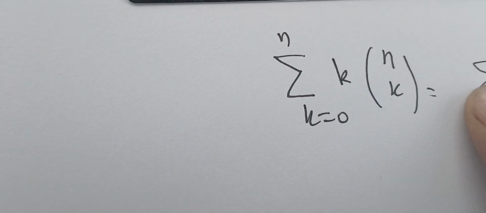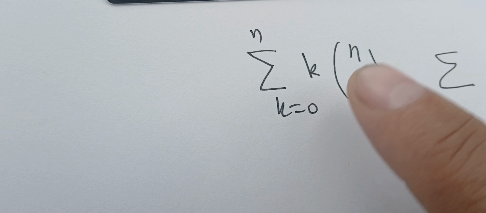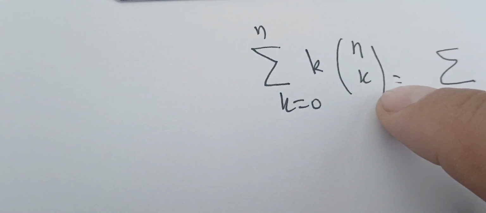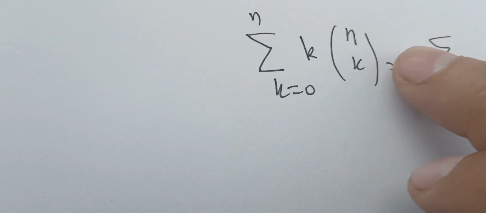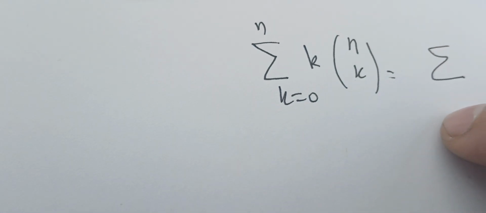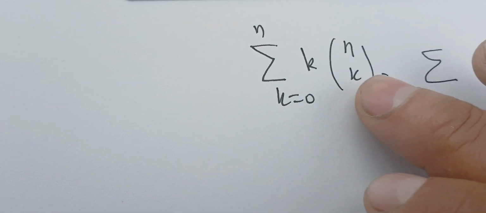Welcome back. In this video, we're going to try to compute the sum of k times n choose k, with k going from 0 to n. We're going to use Newton's binomial theorem to find this sum.